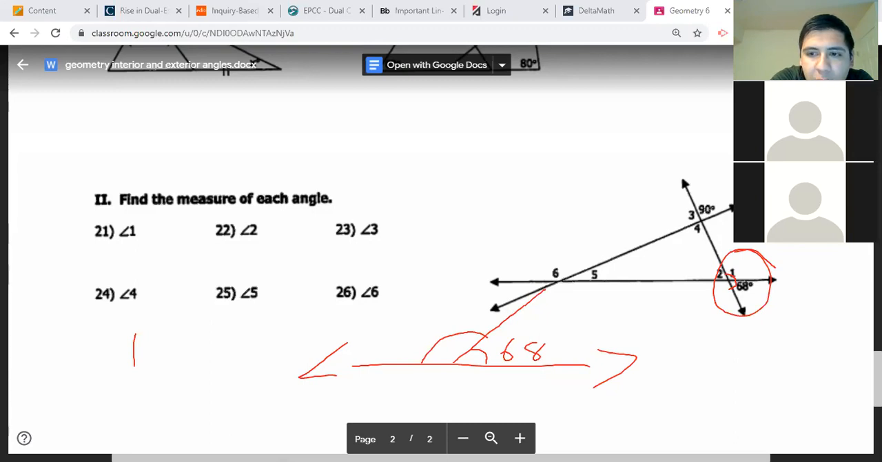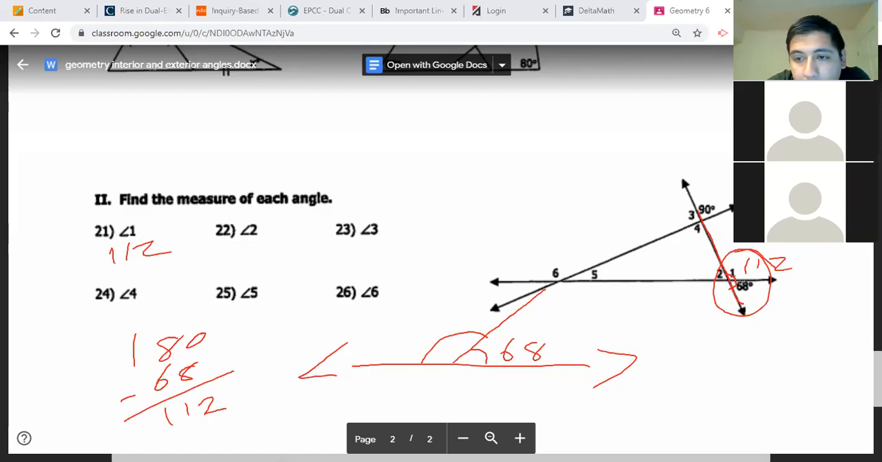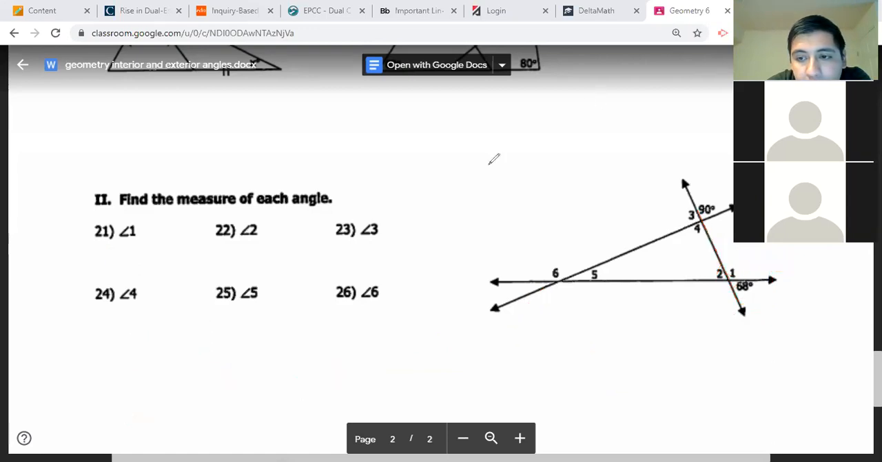But remember the same process that we've been doing this whole time. This is a straight line. So if we know one of them is 68, we would subtract from 180 to get the other angle. So angle 1 is 112. So we know that angle 1 is 112.